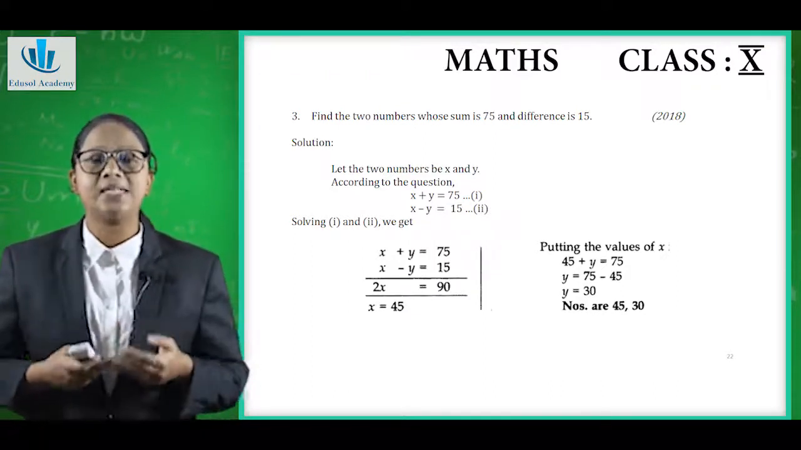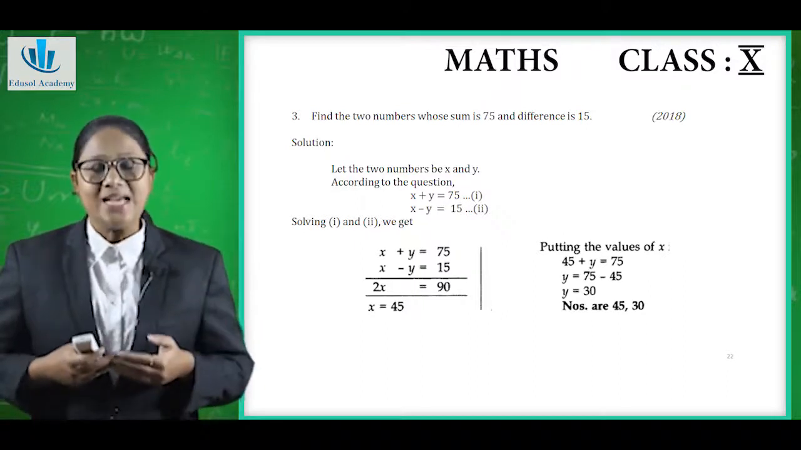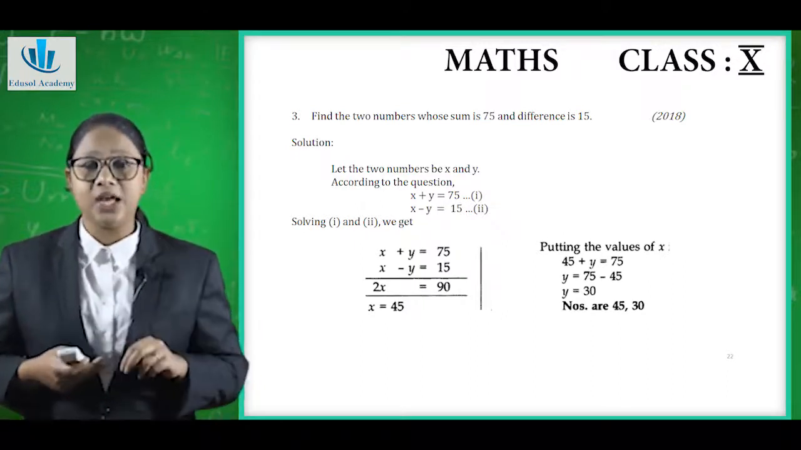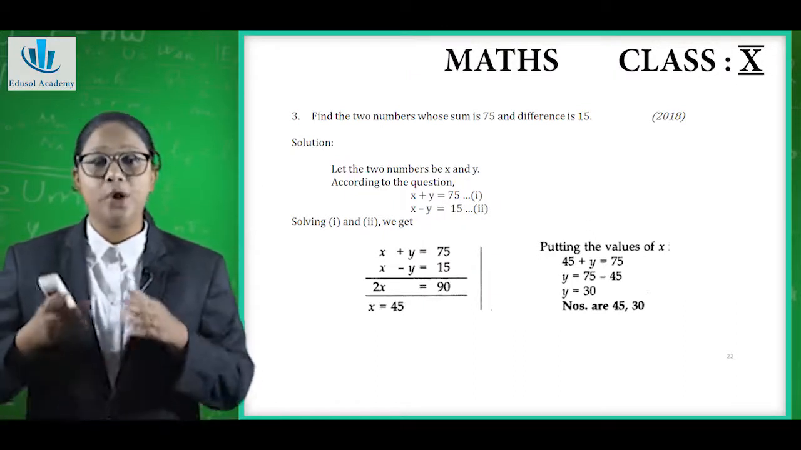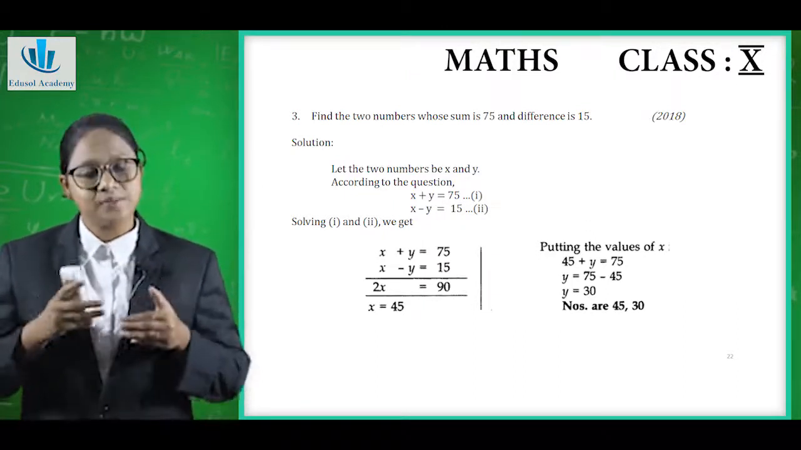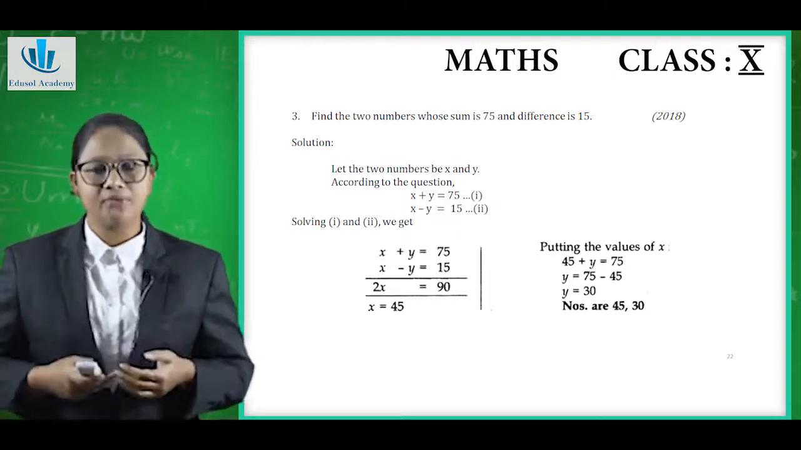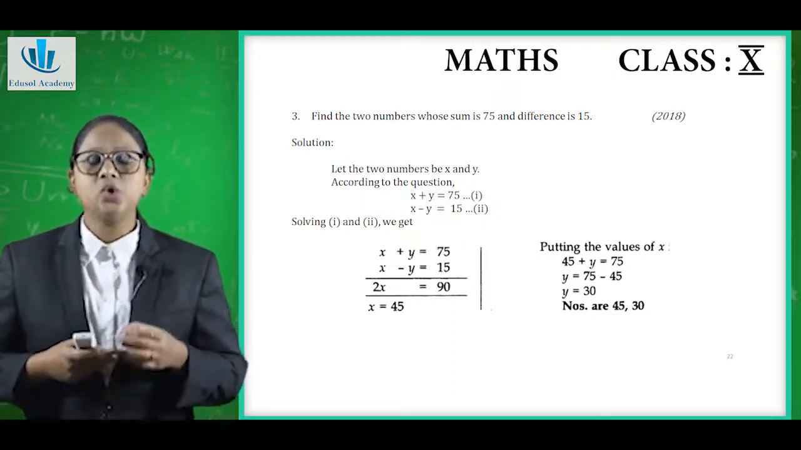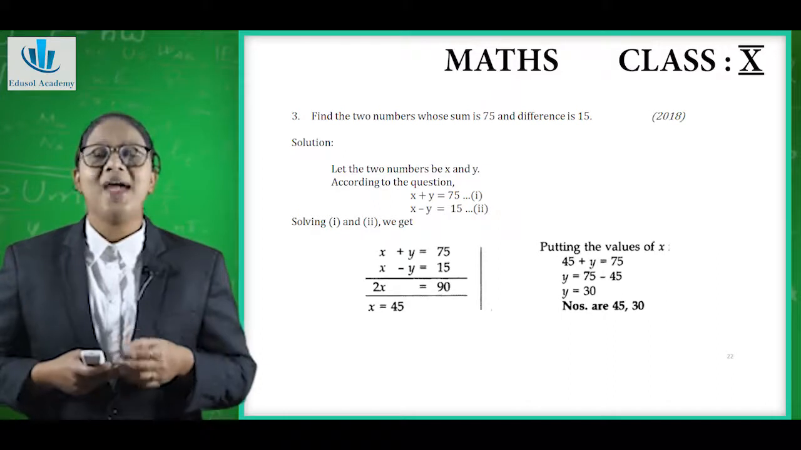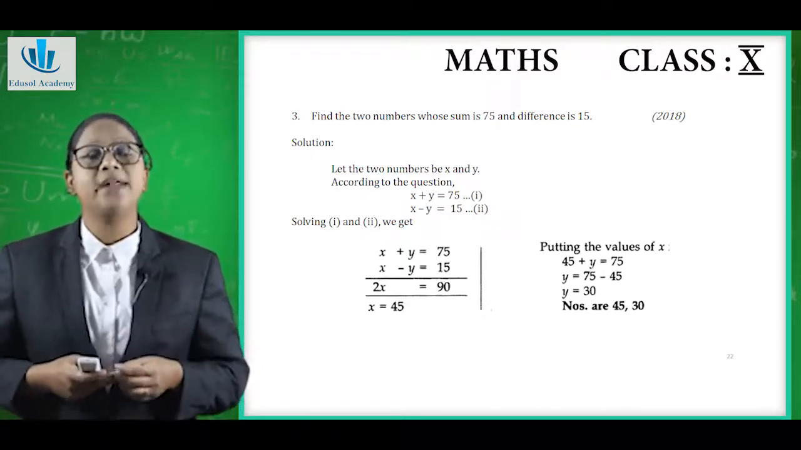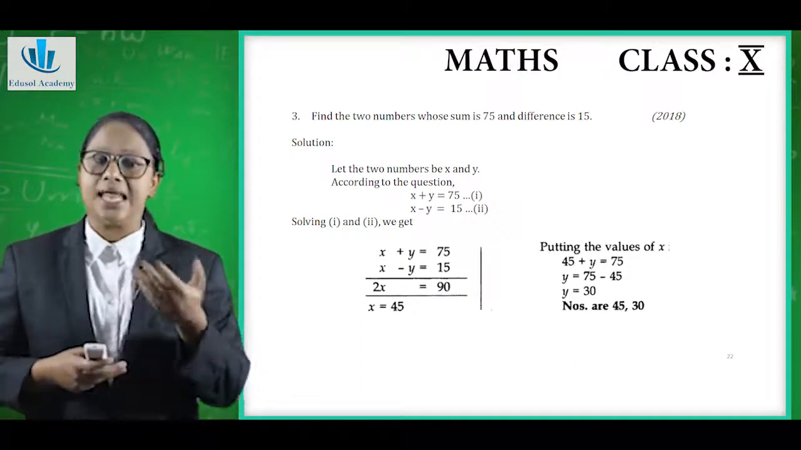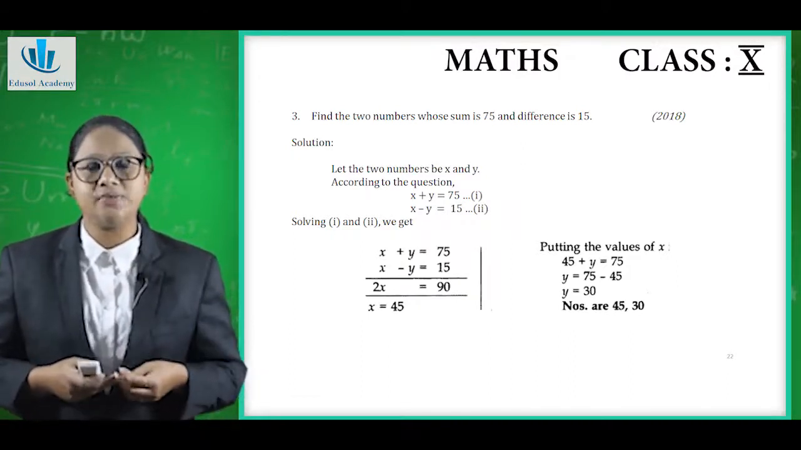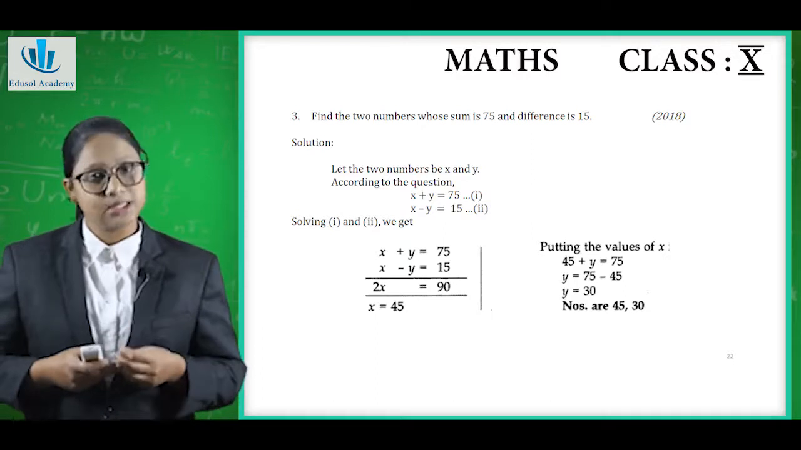We can assume that x is greater than y. With that, we can form the second equation as x minus y is equal to 15. So we got x plus y is 75, x minus y is 15. You can solve both and we will get 2x is equal to 90, or x is equal to 90 by 2, that is 45. Now putting the value of x in any of the equations, we will get the value of y as 30.